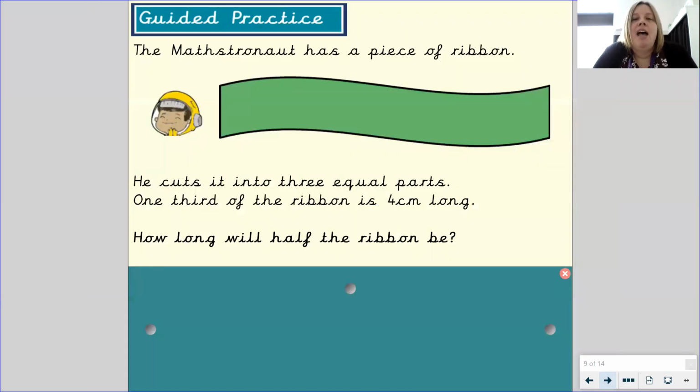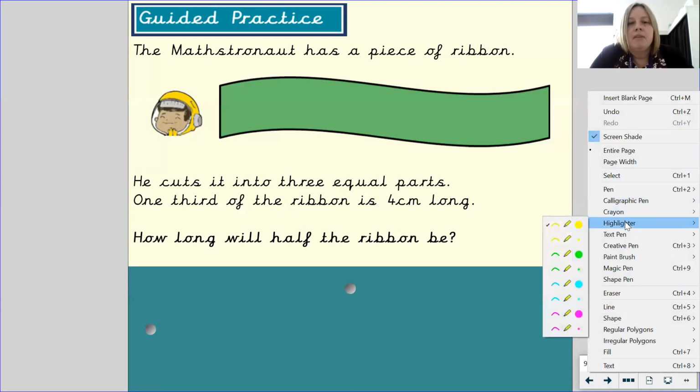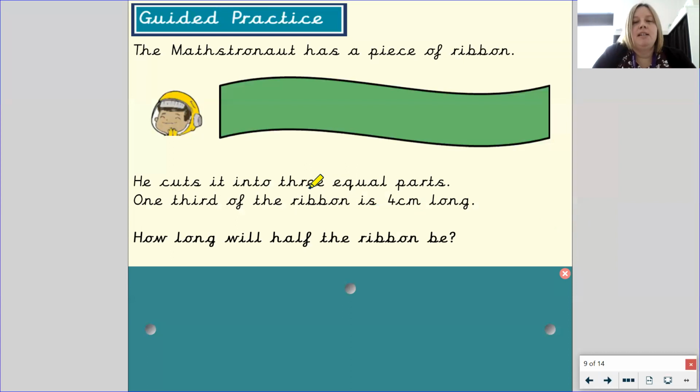The astronaut has a piece of ribbon. He cuts it into 3 equal parts. 1/3 of the ribbon is 4 centimeters long. How long will half the ribbon be? So let's have a look at our problem. He cuts it into 3 equal parts. We know 1/3 of the ribbon is 4 centimeters long. How long will half the ribbon be?